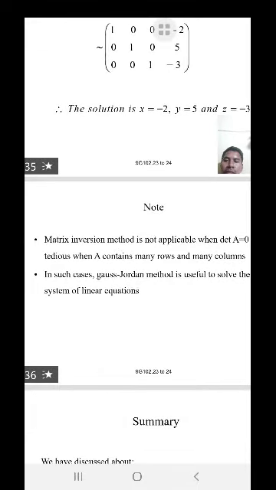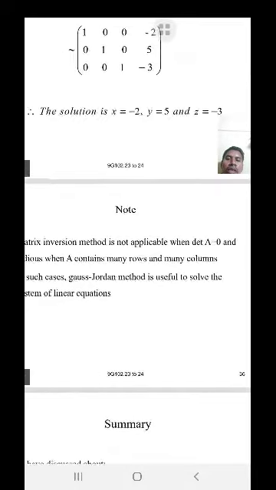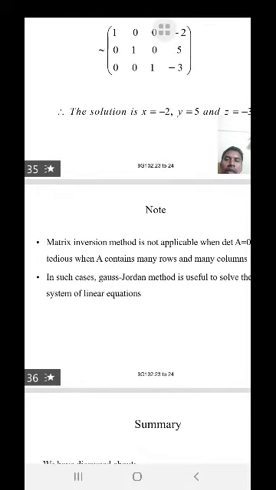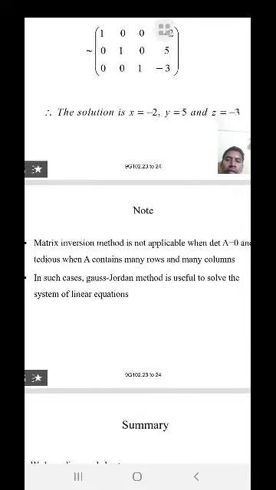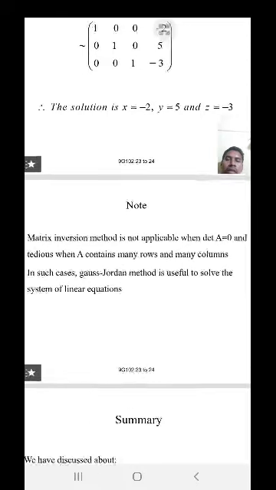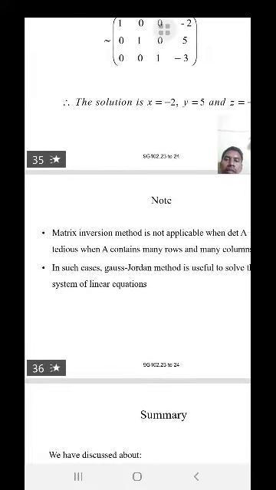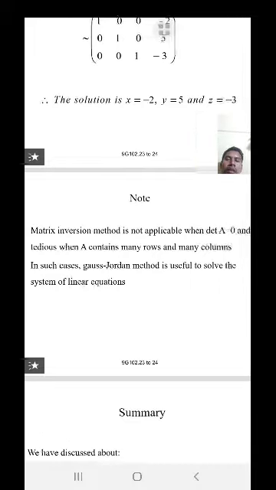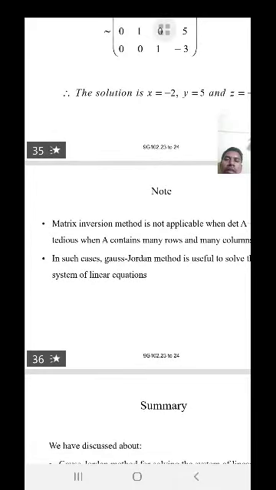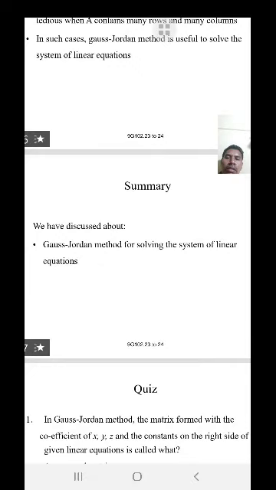Note: the matrix inversion method is not applicable when the determinant of A equals 0, and it is tedious when A contains many rows and many columns. In such cases, the Gauss-Jordan method is useful to solve the system of linear equations. We have discussed the Gauss-Jordan method of solving the system of linear equations.